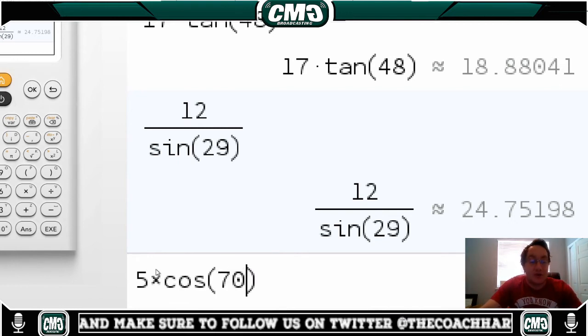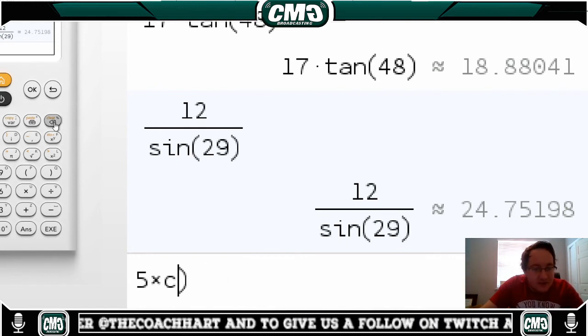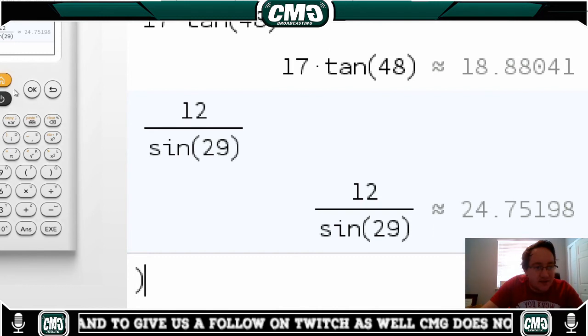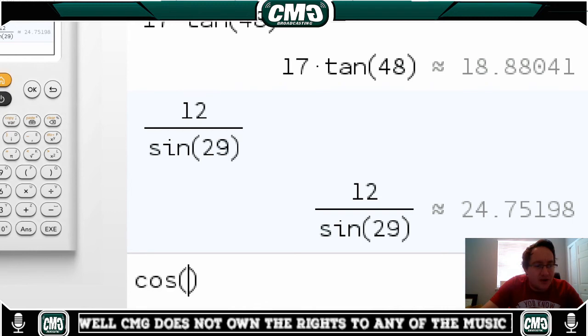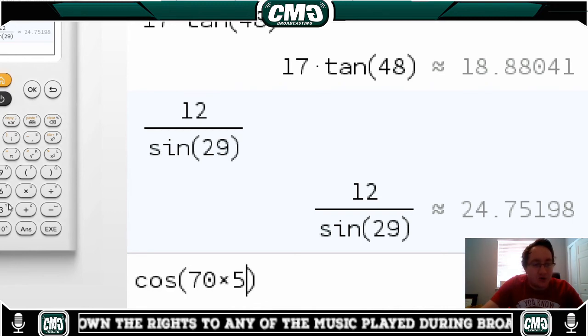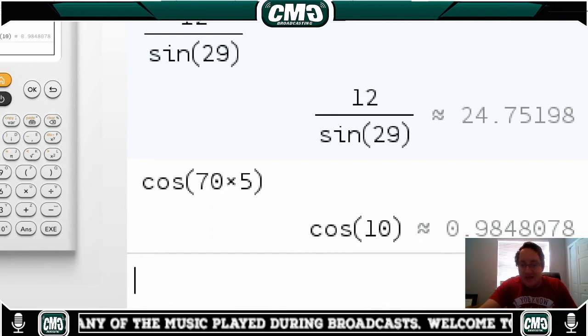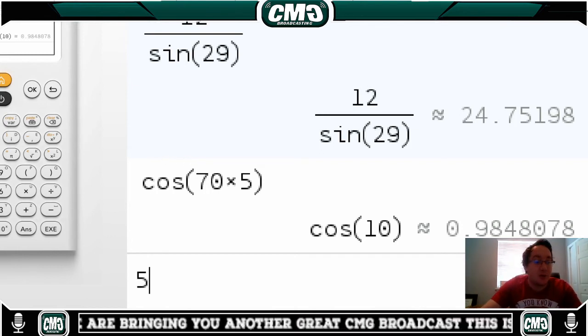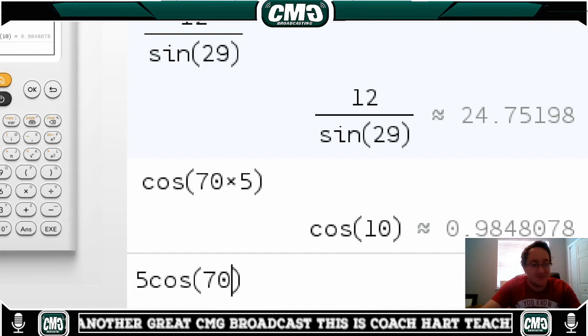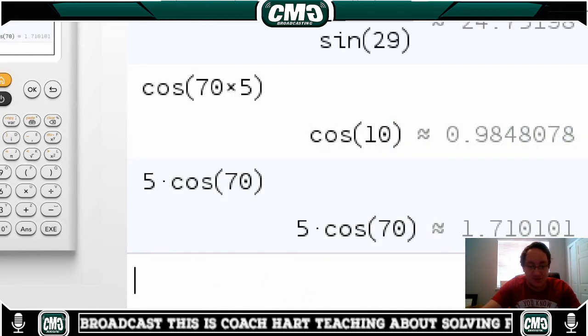Now make sure if you're doing this, if you do cosine of 70 first, make sure we don't do 70 times 5 inside of the parentheses. Okay, because notice that's going to give us the cosine of, eventually it's going to give us a cosine of 10. And we'll explain that at a later date, how that does work. Believe me, it is the same thing. But what we want is 5 times the cosine of 70 to give us what we have there.